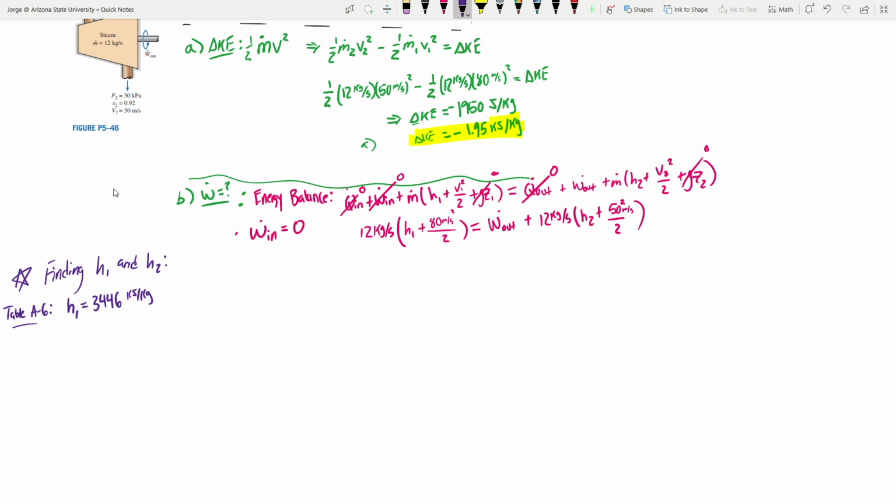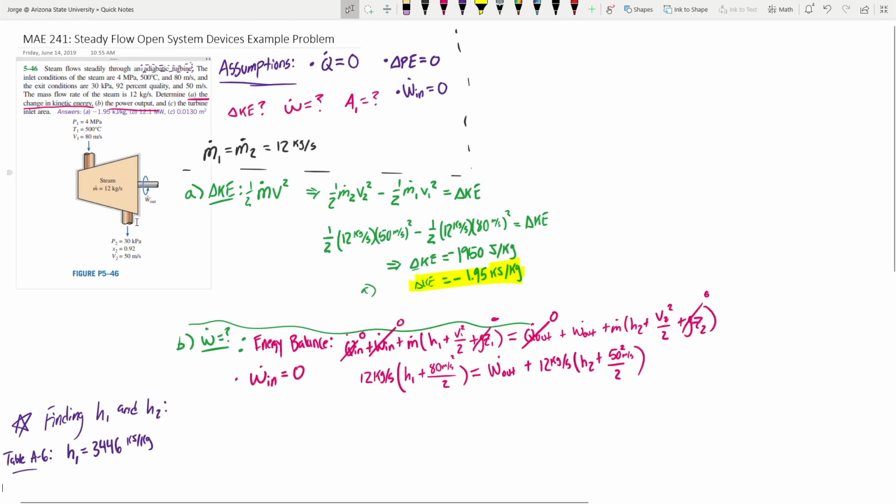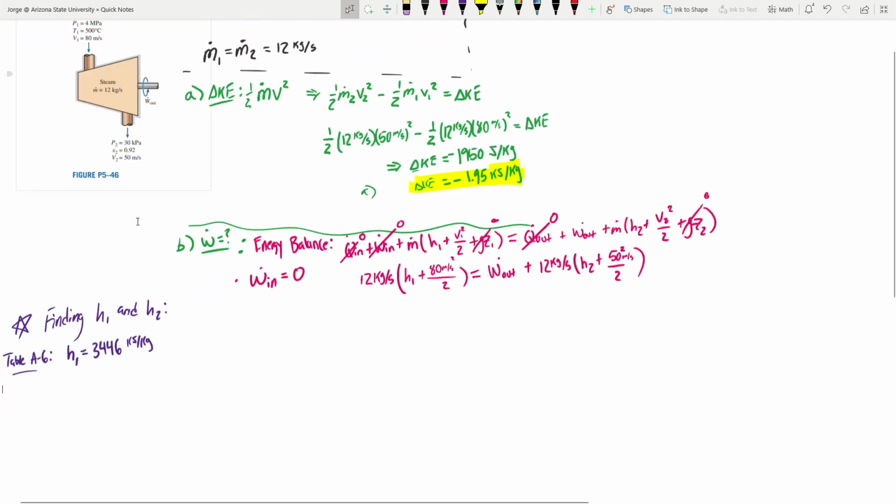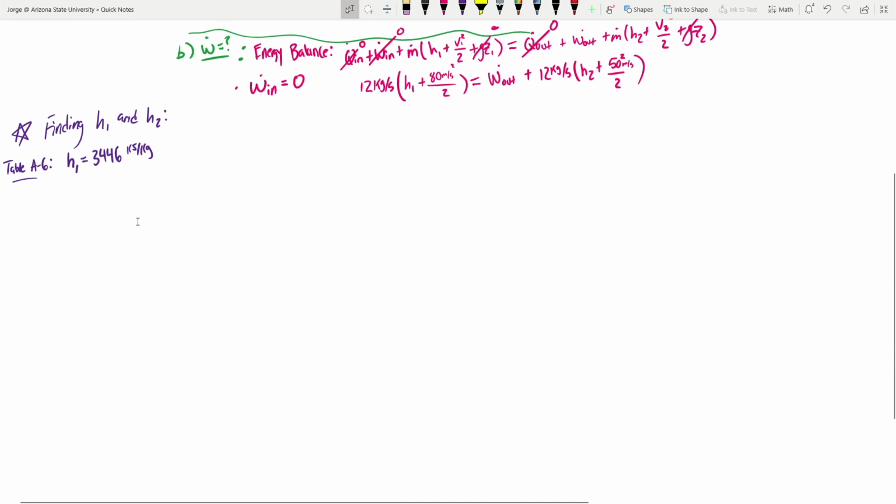And then for H2, we know at the outlet we know the quality is 0.92, so we can use the quality equation. So 0.92 equals H2 minus Hf over Hg minus Hf.